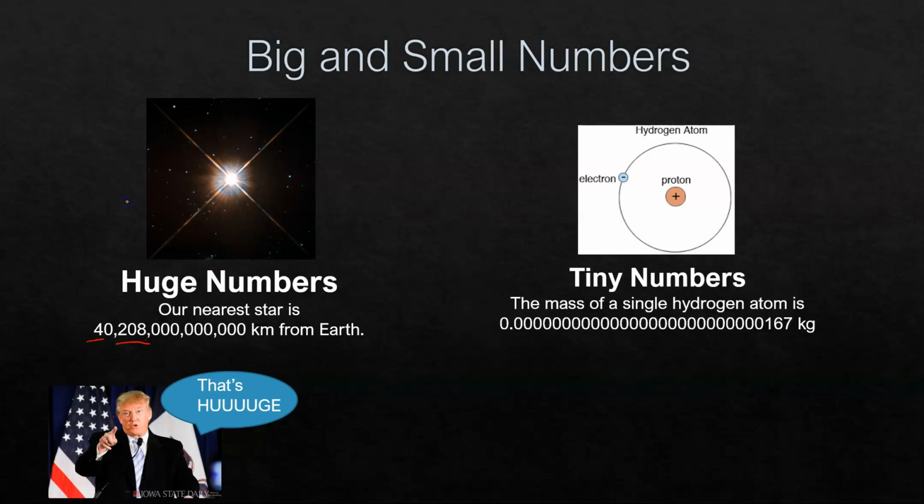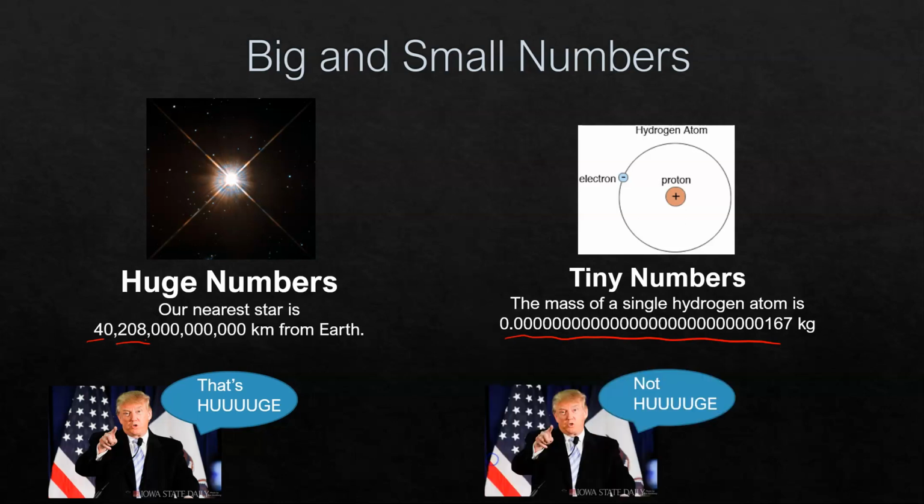Now, sometimes we're dealing with extremely small numbers. When we're talking about things like atoms and the particles that make up those atoms, we're talking about crazy tiny things, right? So 0.0000167 kilograms, the mass of a single hydrogen atom. Very, very, very tiny.